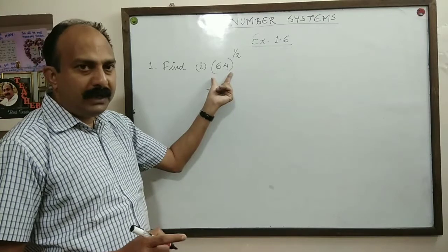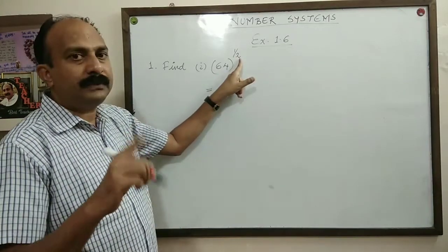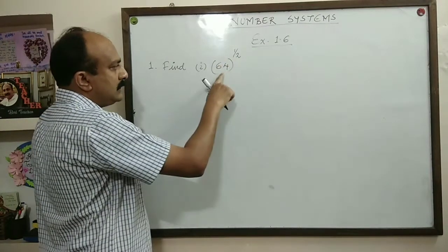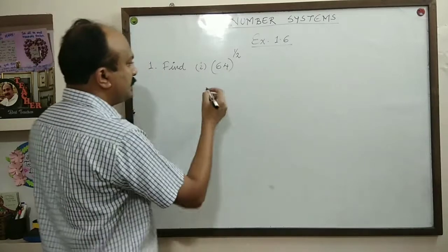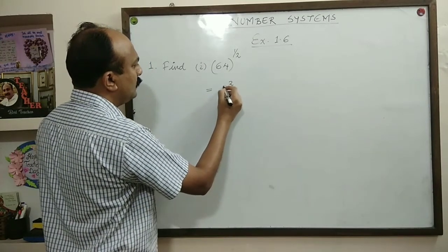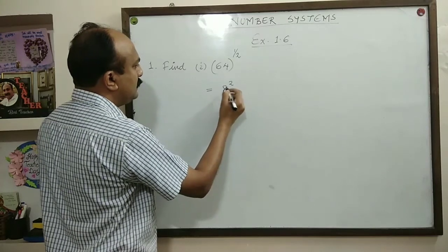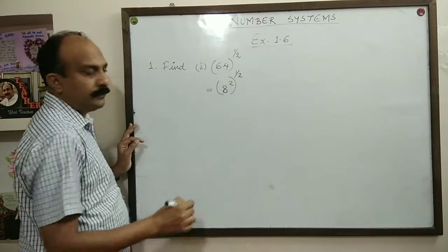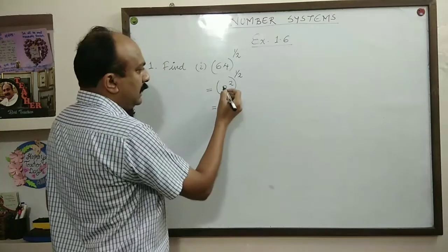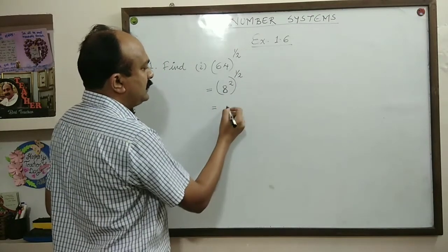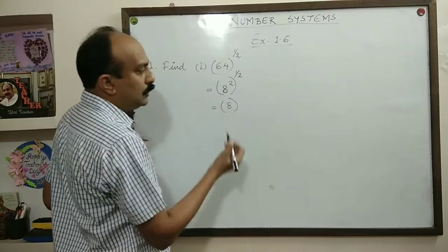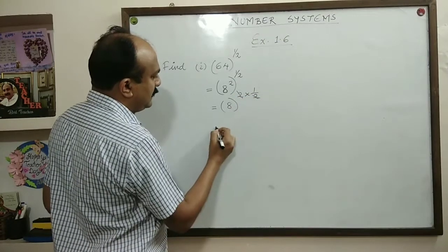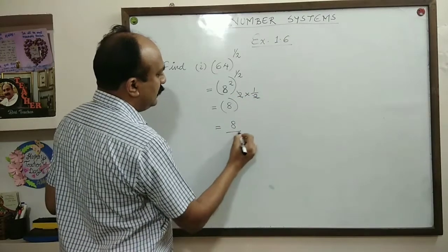So we have to change the base into the same power as the denominator of the exponent. Here the denominator is 2, so 64 must be written as something power 2. 64 is 8 power 2. So it is 8 power 2, the whole power 1 upon 2. Now we can apply the rule: a power p, the whole power q is equal to a power p into q. So 2 into 1 upon 2. This 2 and 2 will get cancelled. 8 power 1 is equal to 8. Answer.